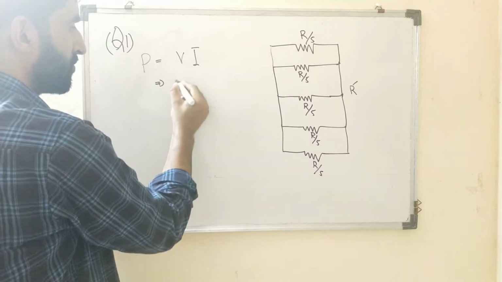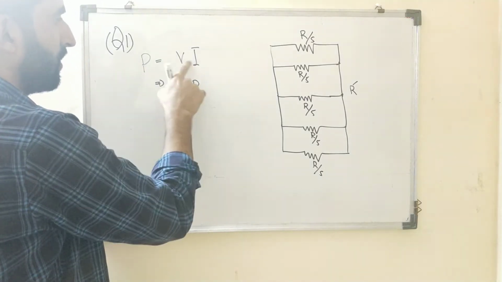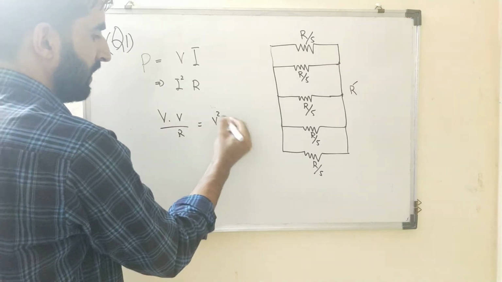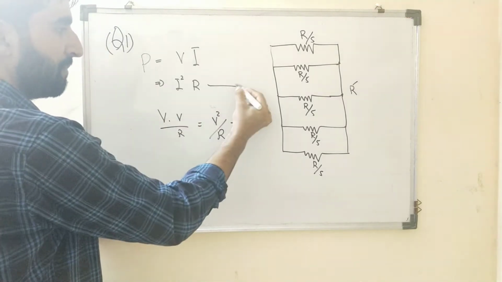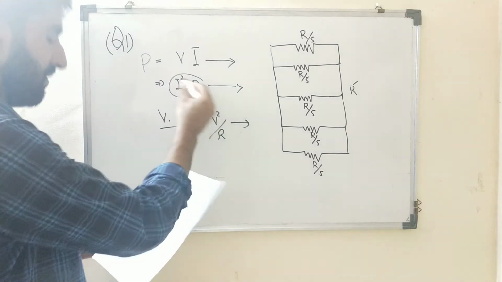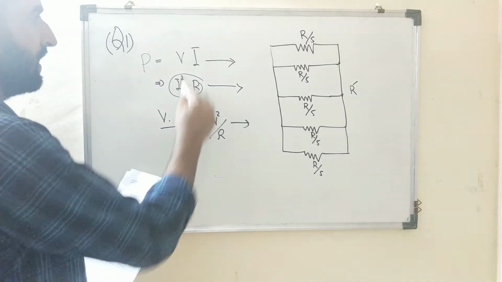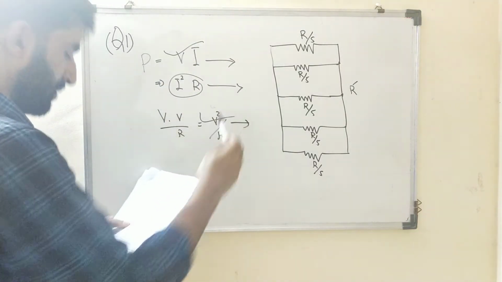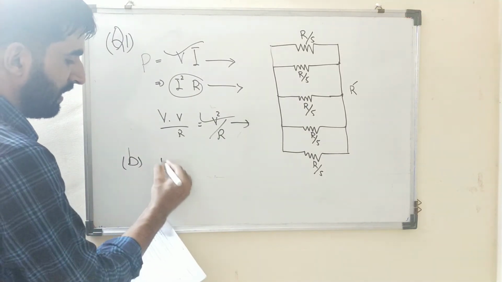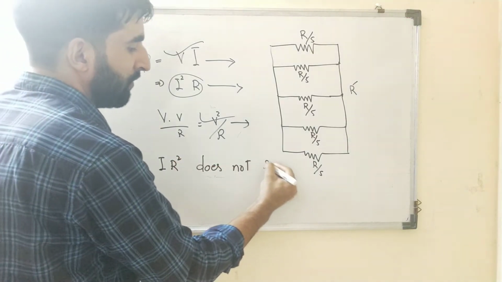V is equal to IR, so this will be equal to I square R. Or I is equal to V by R, so this will be V into V by R, which is V square by R. So this represents power, this represents power, this represents power. Option first is I square R, this represents power. V I R square: I R square is not coming in this. V I is coming, and V square by R is also coming. So option B is the answer. I R square does not represent power.